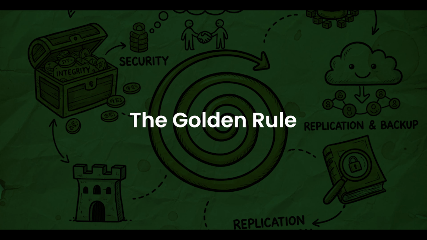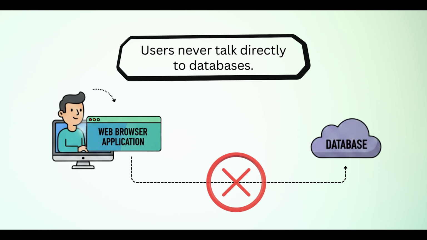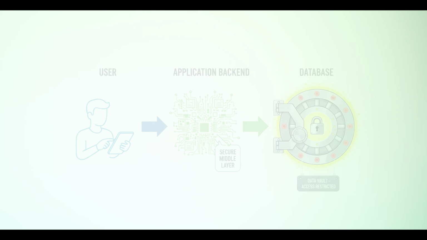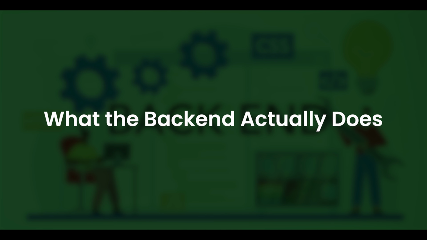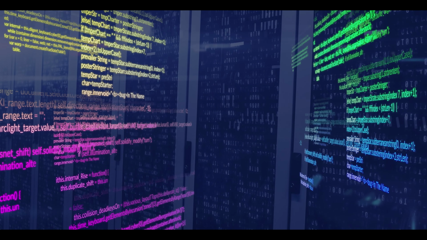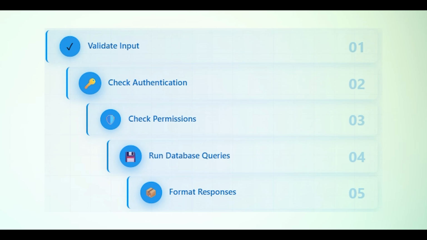The golden rule: browsers and user devices never connect directly to a database. Instead, they send requests to a backend server, which safely communicates with the database. What the backend actually does: the backend is responsible for handling requests, enforcing rules, and managing database access.